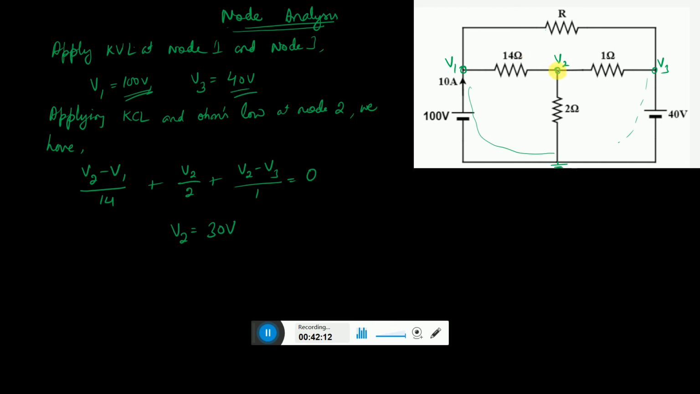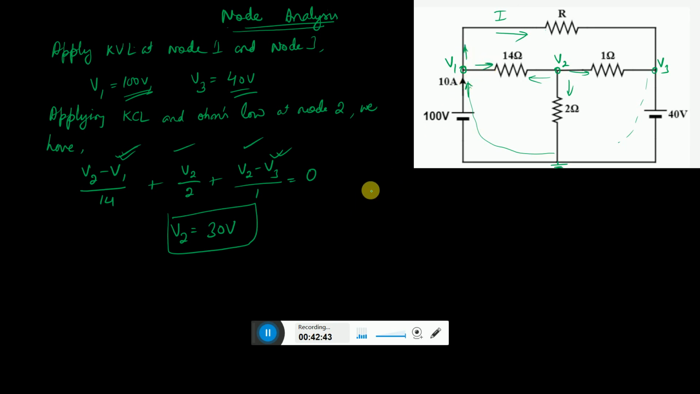For node V2 we need to write the equation, adding the three currents. V1 is known and V3 is known, so there is only one variable V2, and you can easily solve it and get V2 equal to 30 volts. So now V1, V2 and V3 are known. Can you still find the value of R? Unless you know the current, you cannot find it. So apply KCL at node 1 and add up all the currents.